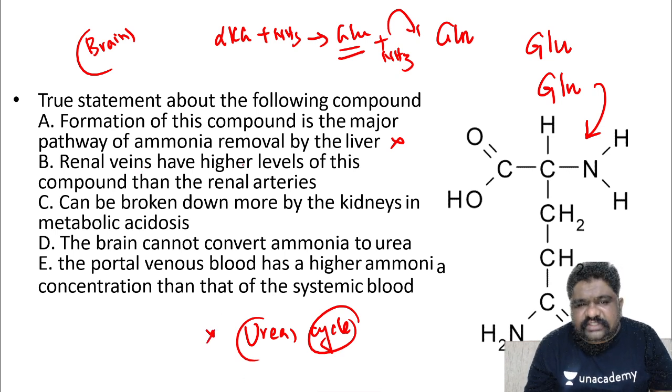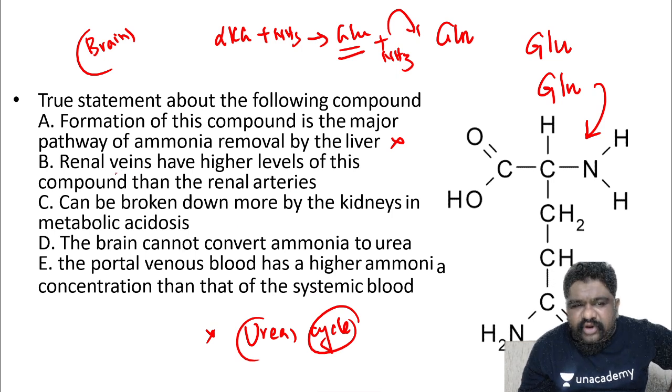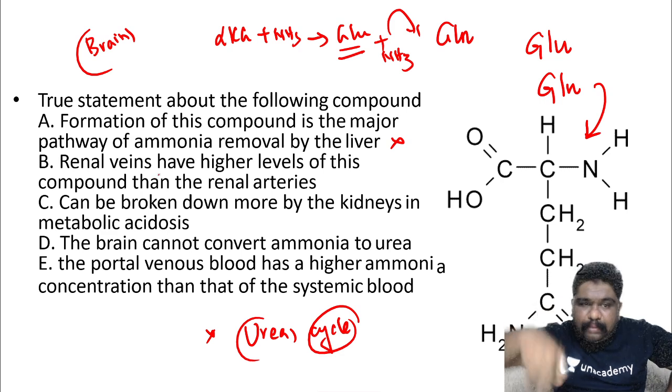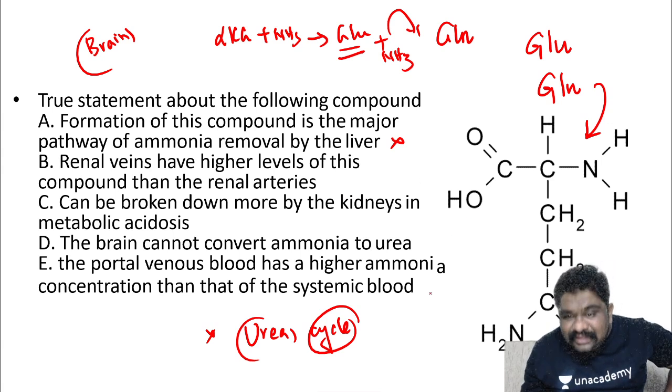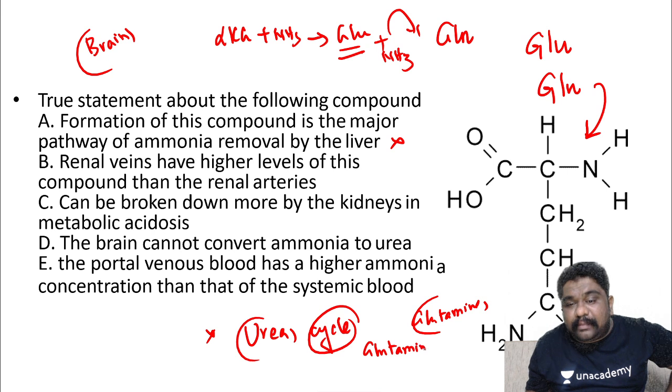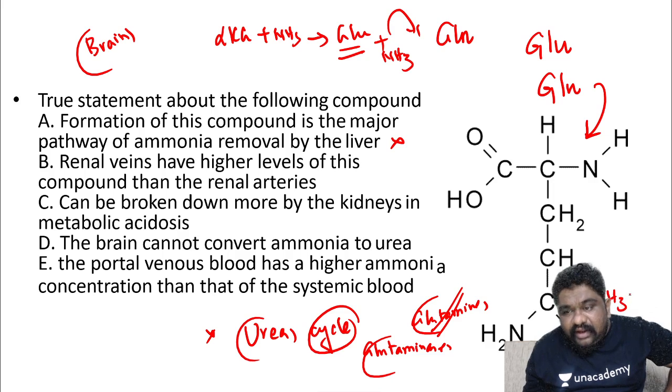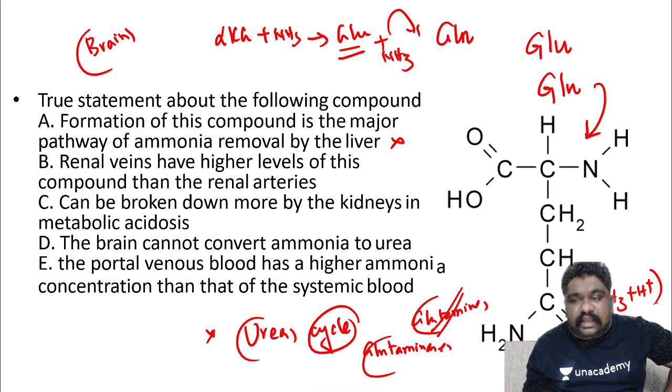Now look at renal veins having higher levels of this compound than the renal arteries. What is the point here? Renal veins are the ones that collect the blood back. Renal arteries are the ones giving blood to the kidneys. Remember, in the kidneys, glutamine is a must for acid-base balance. In the kidneys, there is one more enzyme called glutaminase. That glutaminase can break the glutamine to liberate ammonia. That ammonia can react with H plus present in the kidney tissues to become ammonium ion. If chloride is also lost, you can dispose of the excess H plus in the form of ammonium chloride.